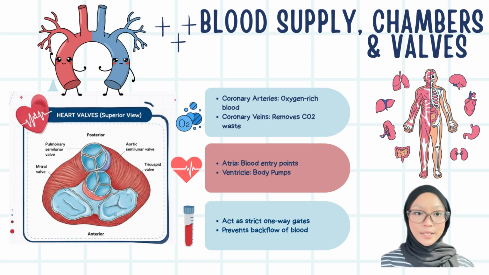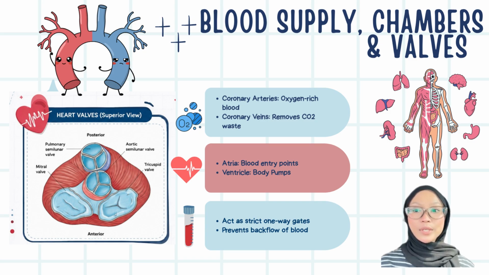So, let's look at the right side of the heart first. We have the tricuspid valve, which controls the opening between the right atrium and right ventricle and features 3 cusps or points. Next is the pulmonary semilunar valve, which is located between the right ventricle and the pulmonary artery.